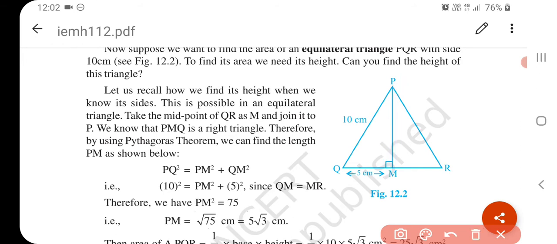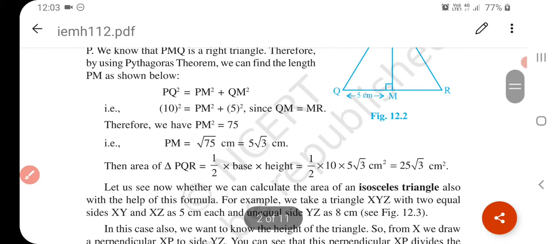And when we find the length of this side, and we know that M is the midpoint, so what is the length of QM? QM is 5 centimeter. And we easily find the length of PM. Understand? So PM is equal to 5√3, हमारा आंसर आया. Now we can find the area of triangle. Means equilateral triangle के केस में भी हम area find कर सकते हैं.